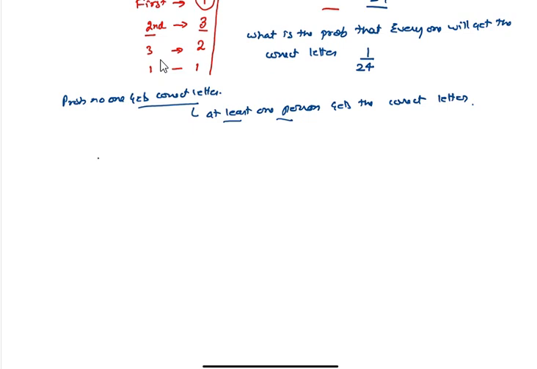Let's say A1 is the first person gets the correct letter, A2 is the second person gets the correct letter, A3 is the third person getting the correct letter, and A4 is the fourth person. A1 or A2 or A3 or A4 will meet the criteria that at least one person gets the correct letter. In probability terms, we call it a union.